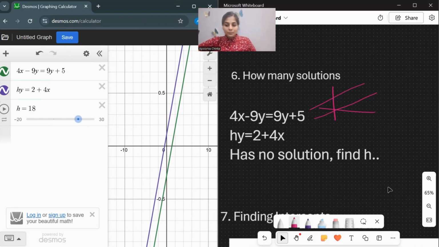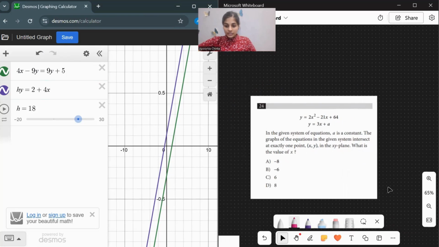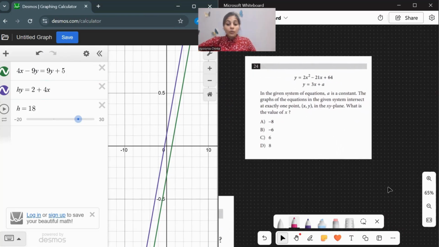That's very simple. Now, the next question of a similar type is y equals 2x squared minus 21x plus 64, and also y equals 3x plus a. In the given system of equations, a is a constant. What is the value of a, it is asking, if the graphs of the equations in the given system intersect at exactly one point.